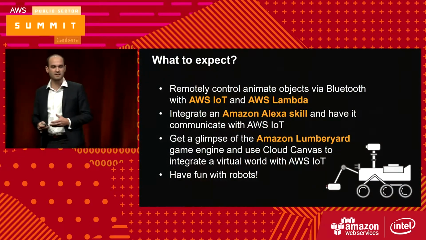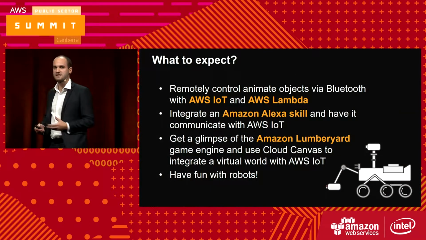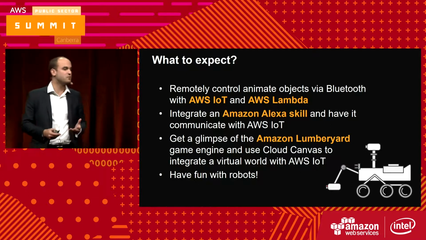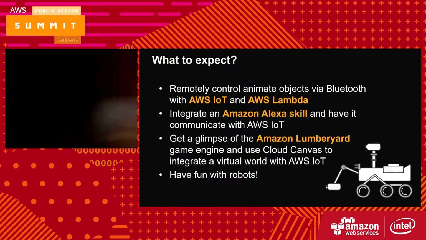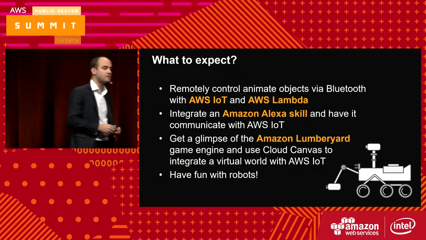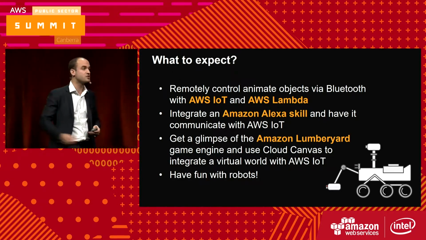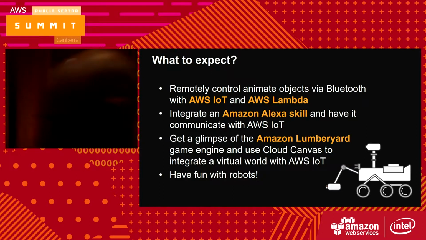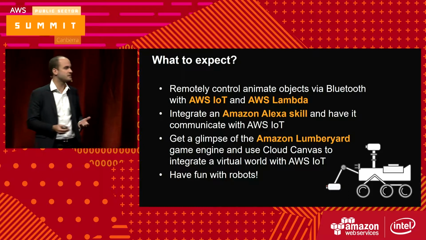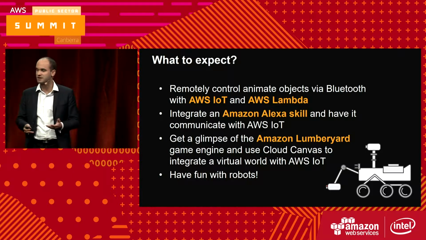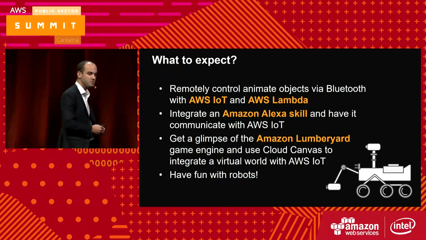So what you can expect from this session is a better understanding of how we could use AWS IoT in combination with something like AWS Lambda to actually control animate objects. In this scenario, it is connected by the last mile via Bluetooth. We're going to have a better understanding of how we can create Alexa skills. And if you're not familiar with what an Alexa skill is, we're going to dive a little bit into that.